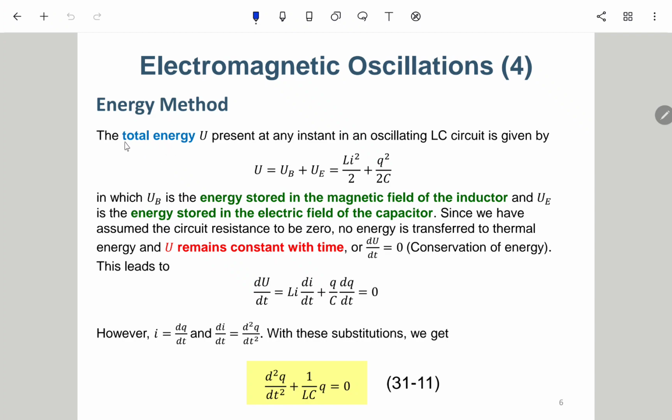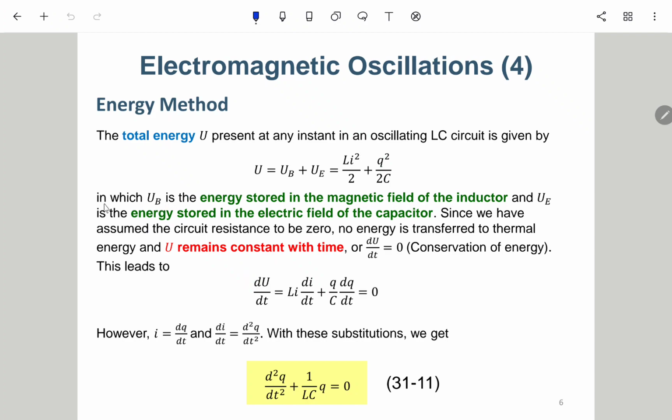So here it says we can consider the total energy of the LC oscillator. The total energy U present at any instant in an oscillating LC circuit is given by this: U equals U_B and U_E, because we only have a capacitor and the inductor. Only these two devices can store energy. So U_B is 1/2 L i squared and U_E is 1/2 C V squared, or q squared over 2C. Nothing special here.